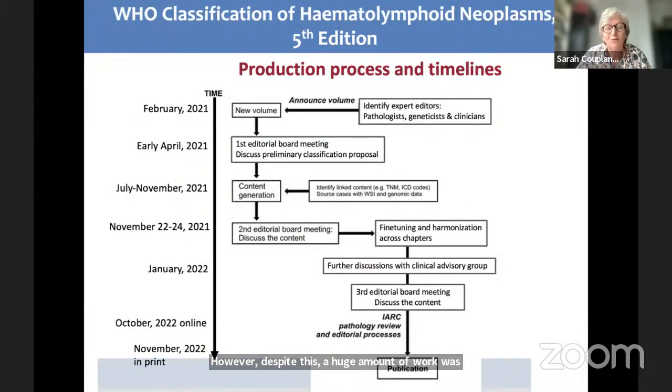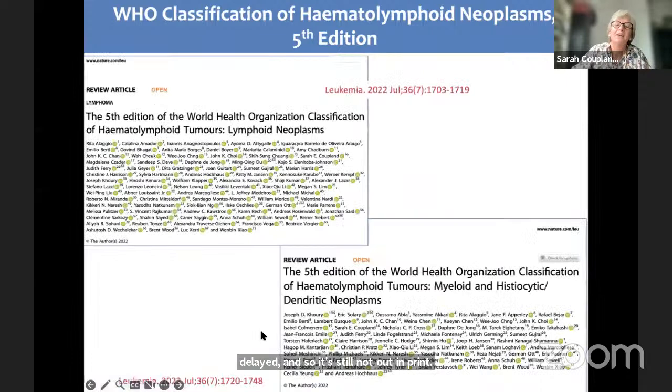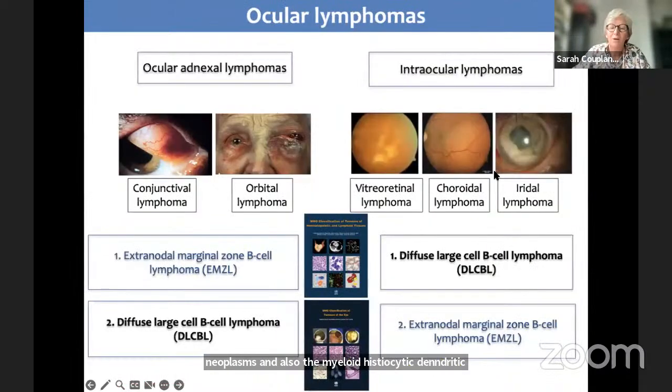These were the timelines for the actual publishing of the WHO 5th edition. Unfortunately, things have been slightly delayed, and so it's still not out in print. However, hopefully that will take place in summer this year. However, there were 2 publications mid last year which outline the lymphoid neoplasms and also the myeloid, histiocytic and dendritic neoplasms and the classification thereof. So what does this have to do with ocular lymphomas?